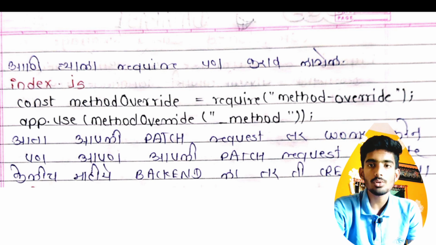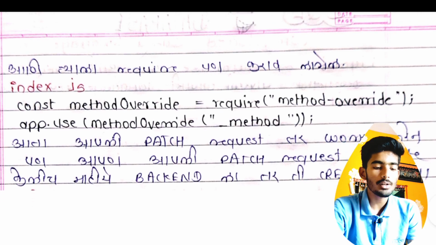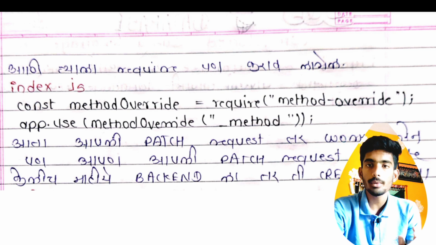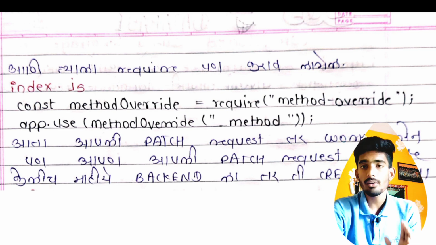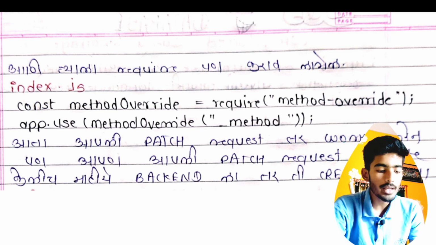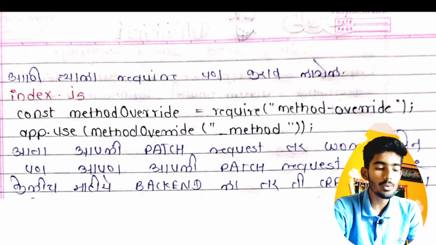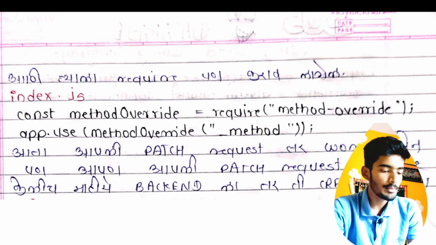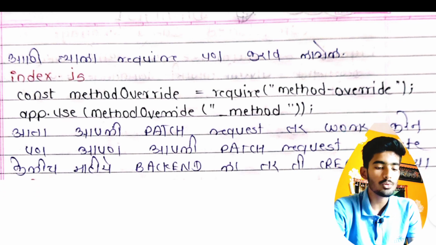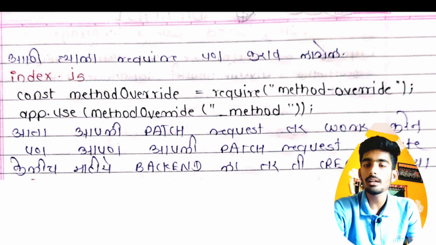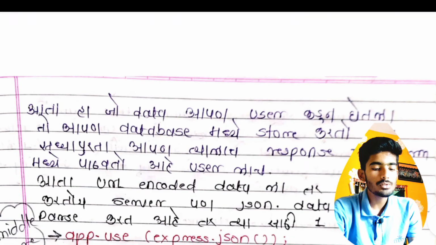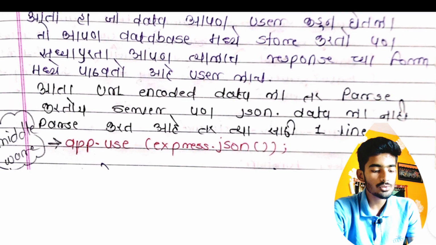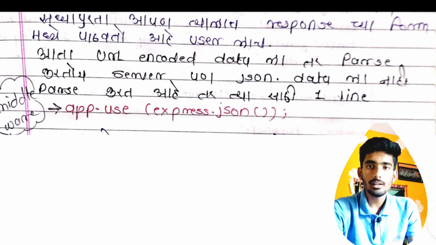First of all, you have to install method override. To install it, you will simply write npm install method-override in your terminal, and after installing it, you will simply require it. To require method override, you will write these two lines in your index.js. Those two lines are in front of you: const methodOverride = require('method-override'), and app.use(methodOverride('_method')) in double quotation marks. And after writing that, if you use the _method, then it will be used.